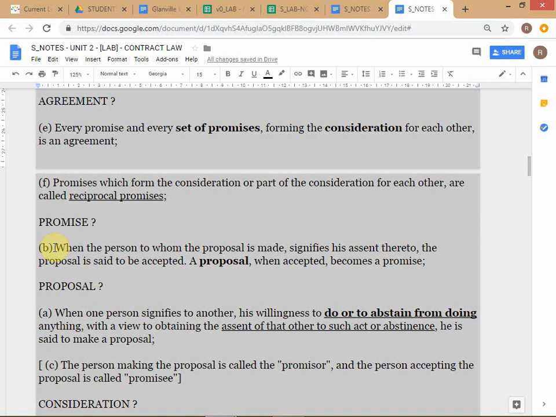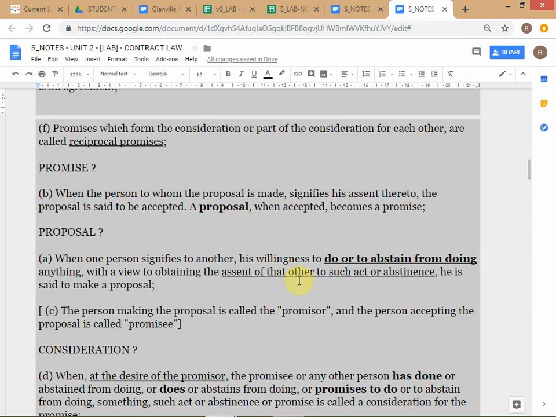Okay, so we'll come back to consideration later, but at this point we go on again. The problem with promise is you have defined promise with respect to proposal, so now you have to go and define proposal. Proposal is a little more complicated because it is worded in legalese, but essentially it's a promise to do, also to not do.